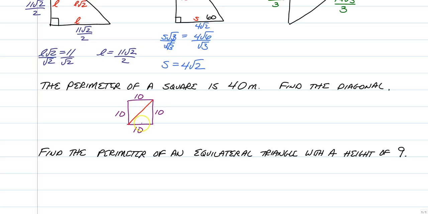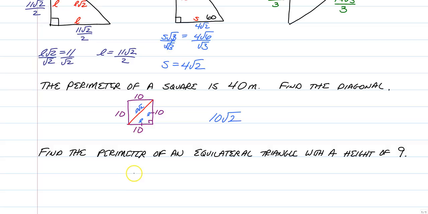what you should see is that we have just created a 45, 45, 90 special right triangle. So if you wanted to use the pattern, this is our L, and our L root 2. So the diagonal is just going to be 10 root 2 because it's just following the 45, 45, 90 pattern. Okay? And the same thing is going to happen with this last example here, and then we'll be done with this video.